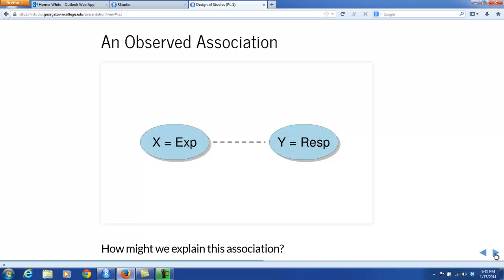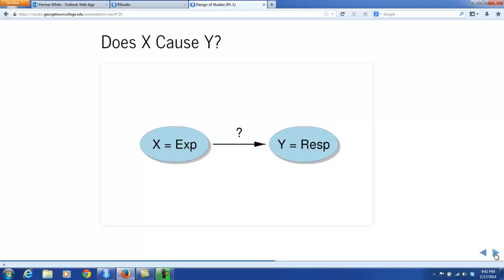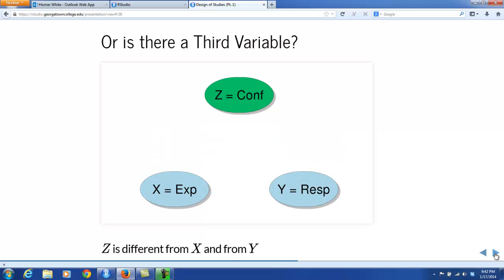So again, let's go back to a situation where we have some observed association in our data between some explanatory variable x and some response variable y. And we're wondering how we might explain this association. Certainly one possibility is that x could cause y. And another possibility is that y could cause x. Even if initially we thought of y as the response variable, perhaps a deeper look at the situation might convince us that y is actually the variable that's doing the causing. But there are other possibilities.